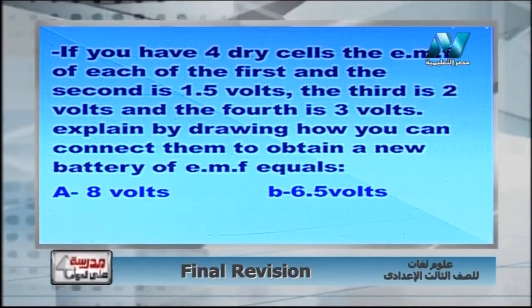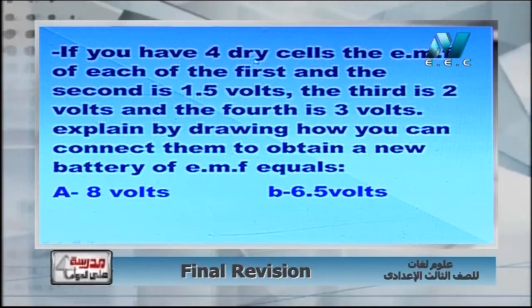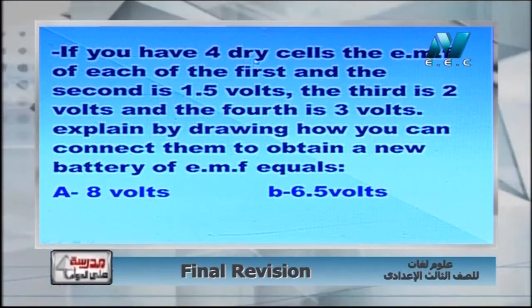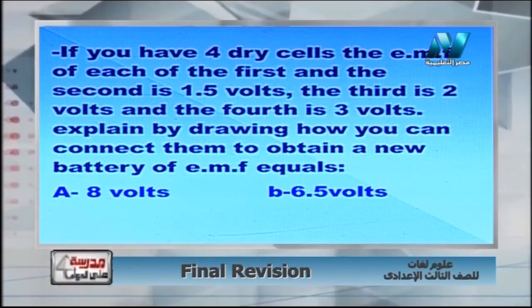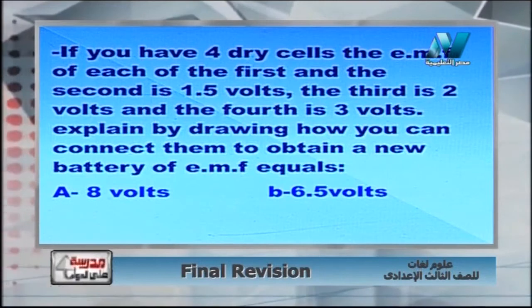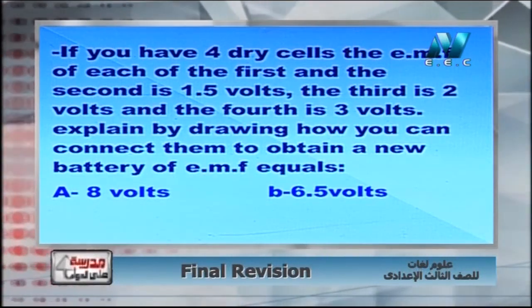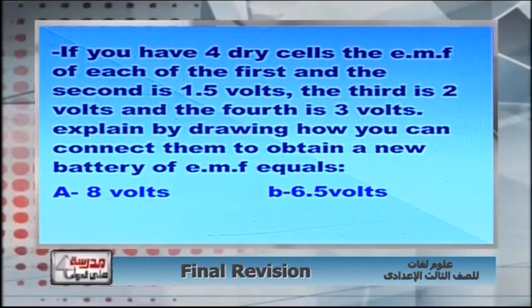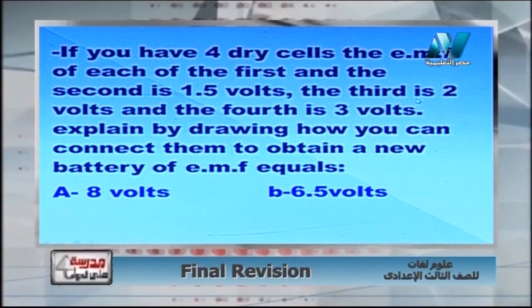Again, read carefully the problem. How many cells are we going to use? 4, and you must use all of the 4. Are they similar? No, they are not similar. Again, read carefully. First and the second: so I have 2 dry cells from the 4 equal to 1.5. The third one is 2 volt and the fourth is 3 volt.